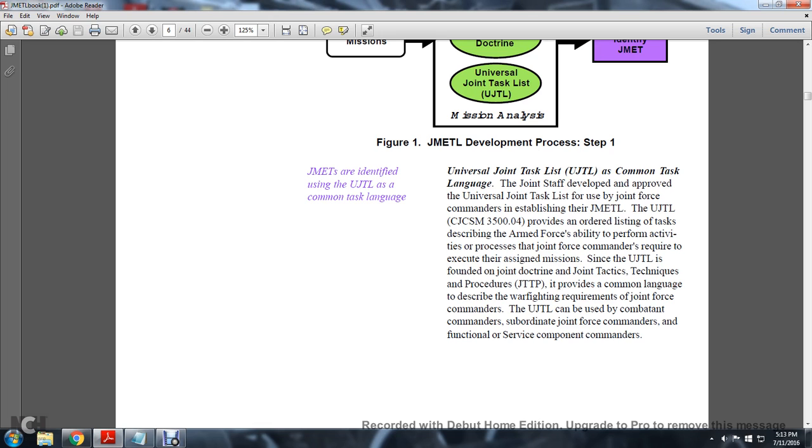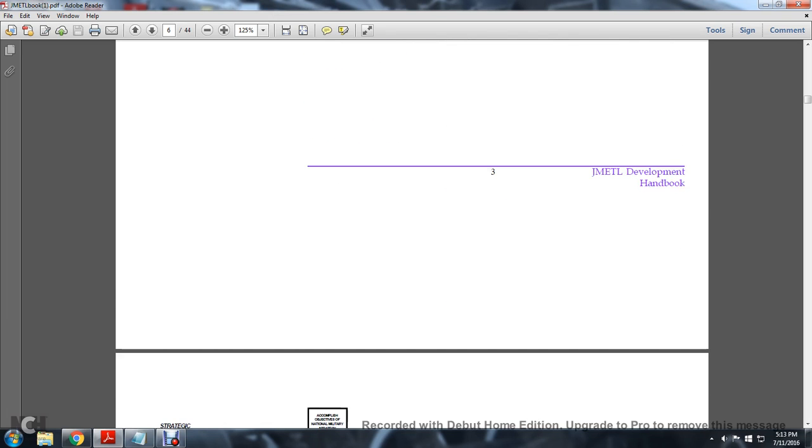The process Joint Force Commanders require to execute the assigned missions is found in the Universal Joint Task List, which is based on joint doctrine and joint tactics, techniques, and procedures. It provides a common language to describe the warfighting requirements of the Joint Force Commanders. The Universal Joint Task List can be used by combatant commanders, subordinate Joint Force Commanders, and functional and service component commanders.